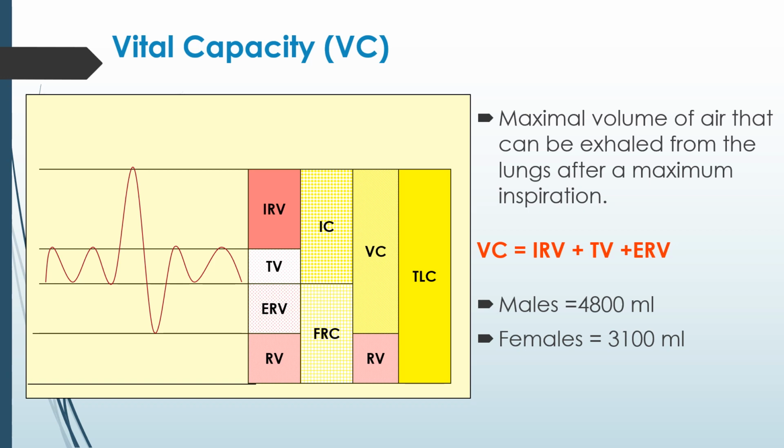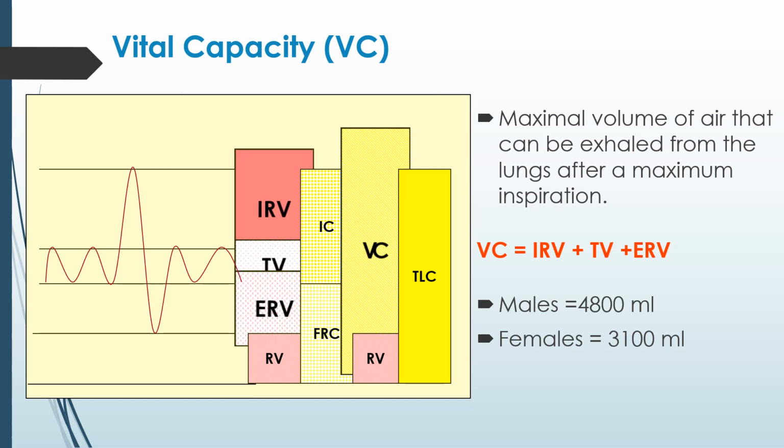Vital capacity is the maximal volume of air that can be exhaled from the lungs after a maximum inspiration. So vital capacity is inspiratory reserve volume, tidal volume plus expiratory reserve volume together. In males it is 4800 milliliters and in females it is 3100 milliliters.